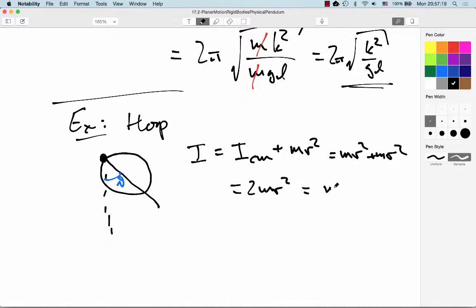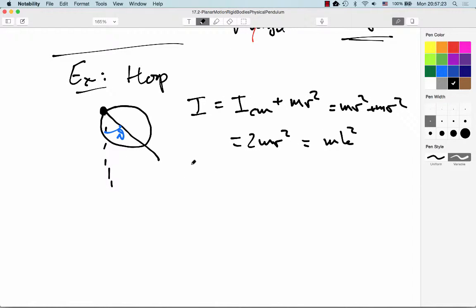And we can equate that to mk squared if we want. So you get that the radius of gyration of a hoop about the end is equal to root 2 r. Well, that's kind of interesting. That means that swinging a hoop about a point on its diameter is just as hard as swinging a hoop that's root 2 bigger about its center.